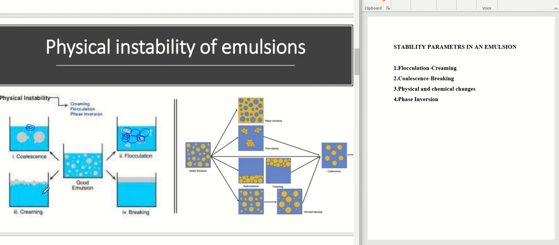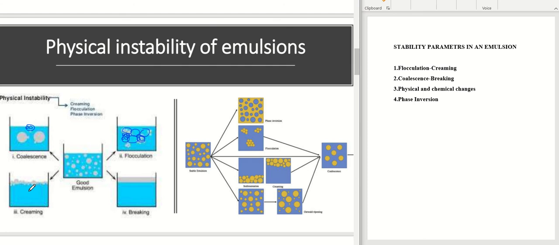Now, there is another instability consideration that is to be taken into account: creaming. Creaming is the phenomenon where the migration of the oily phase and the aqueous phase is seen. If the density difference between the oil globule and the water particle is more, then there will be migration of the oily phase and the water phase.